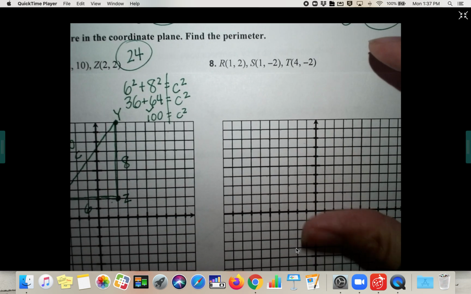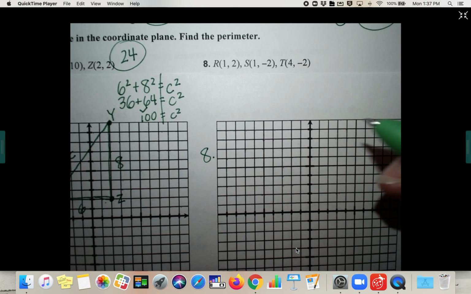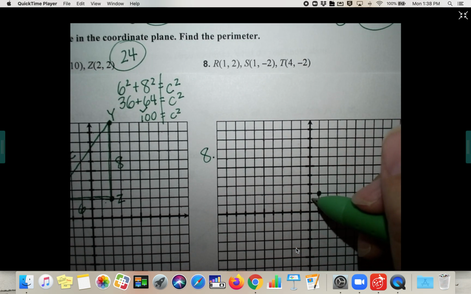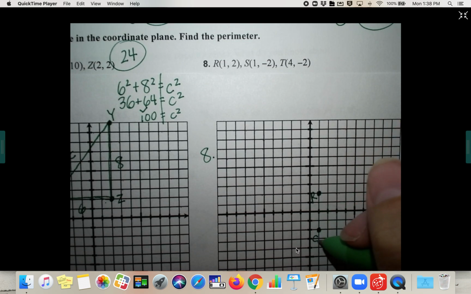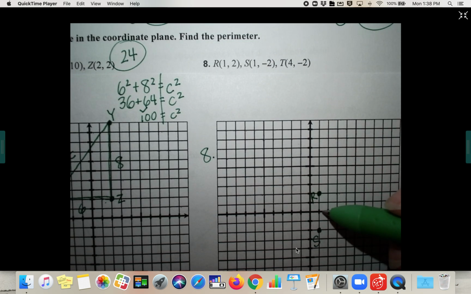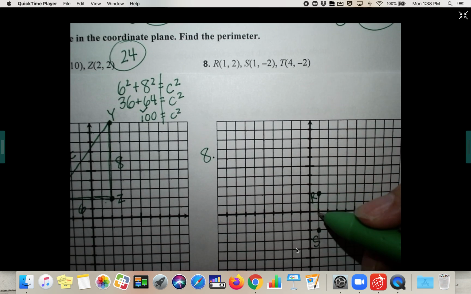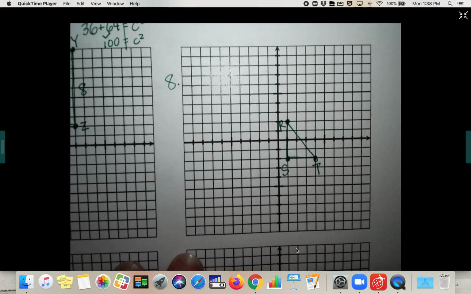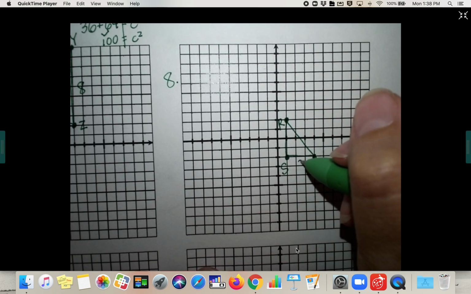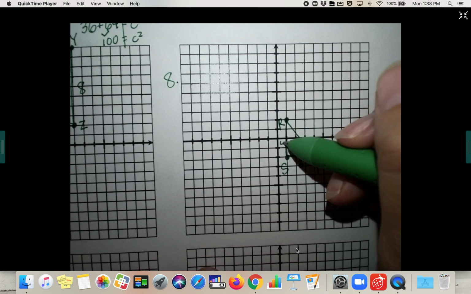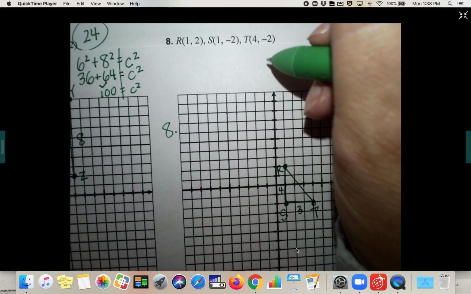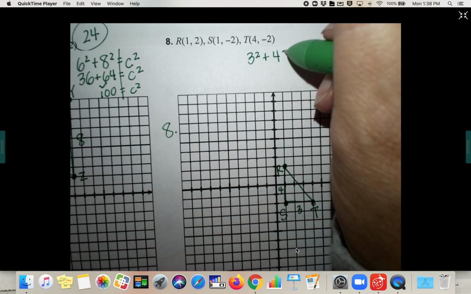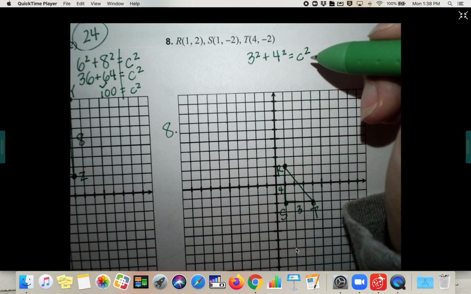All right, let's try number 8. It is 1, 2 for point R. Point S is 1, negative 2. Point T is 4, negative 2. Okay, and since it's another right triangle, I will do it the same way we did number 7. So the leg lengths are 3 and 4.